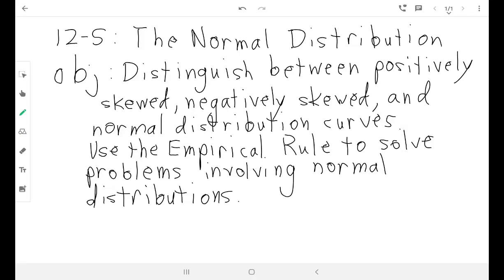Hello, Algebra 2. Today we're going to talk about 12-5, the normal distribution. This is another statistics and probability section. Our objective is to distinguish between positively skewed, negatively skewed, and normal distribution curves. We're going to do that by looking at curves, but also by looking at data and being able to create curves out of the data. The second part of our objective is to use the empirical rule to solve problems involving normal distributions.